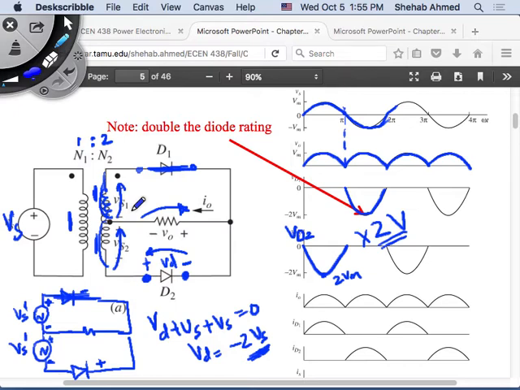Yes? Can you say again how we got VD plus VS to be 0, and why aren't we including the output in that equation? I just said that Vs is equal to the output. So here, when this diode is conducting, the voltage here is equal to the voltage here, right? This is a loop. There's nothing else in the loop besides this winding and this resistor. So these two voltages are equal to each other, right? So I just call this Vs because it's equal to Vs, the supply voltage.